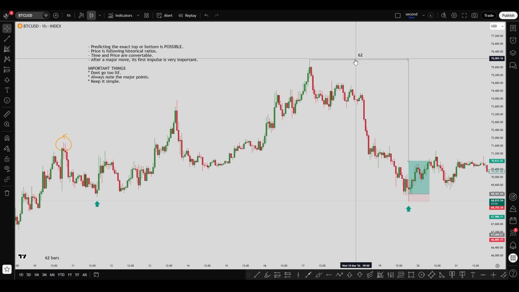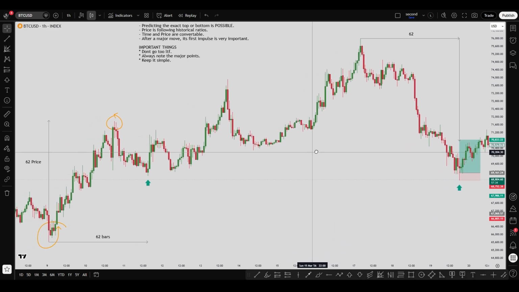Okay, let's go ahead to the next example on how I actually took this trade, because we can't just assume that it's gonna turn after 62 bars. No, we need to combine multiple calculations. Of course, they're going to be simple, but we need a couple clues from the markets that tells us that the market is gonna turn at that price or at that time.